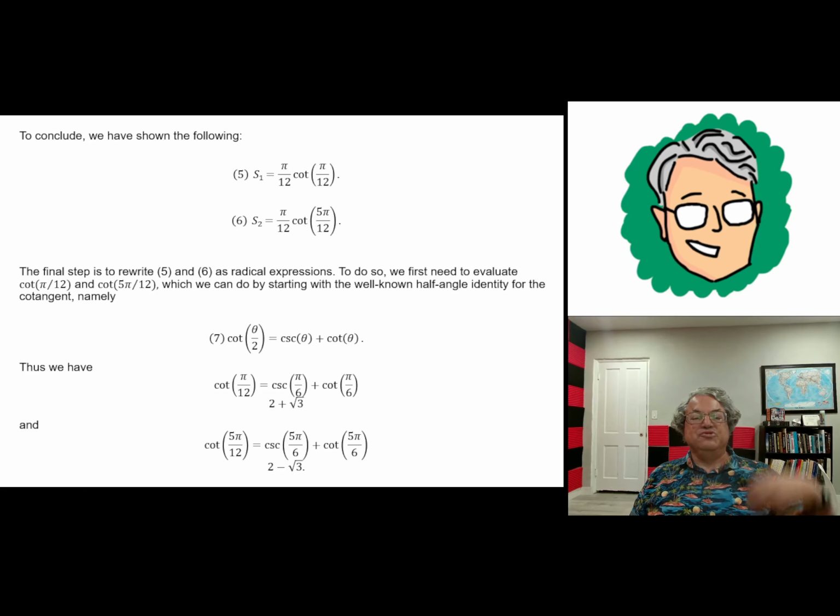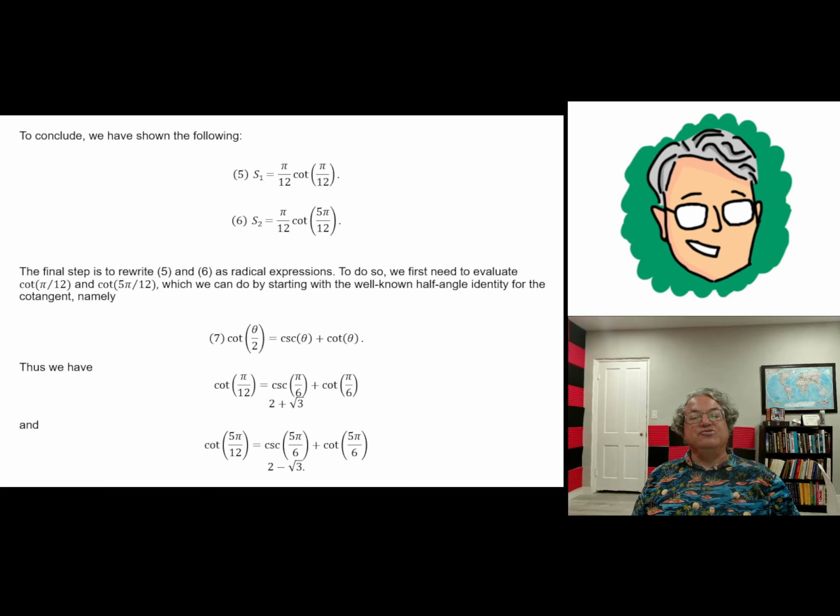Cotangent of theta over 2 is just the cosecant of theta plus the cotangent of theta. And if we plug in pi over 12, we get the cosecant of pi over 6 plus the cotangent of pi over 6. And these are easy to evaluate. Cosecant is just one over sine. I think you guys remember from high school when you were learning trigonometry, the sine of pi over 6, which is the same as the sine of 30 degrees, is just 1/2. So the cosecant, which is 1 over the sine, is 2.